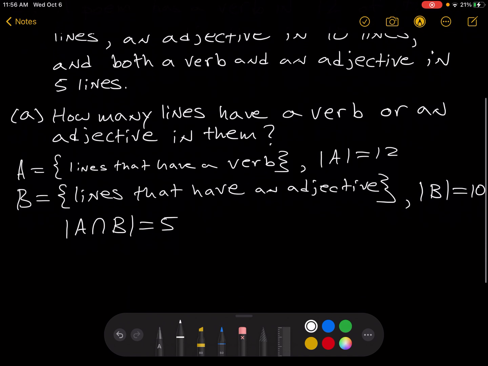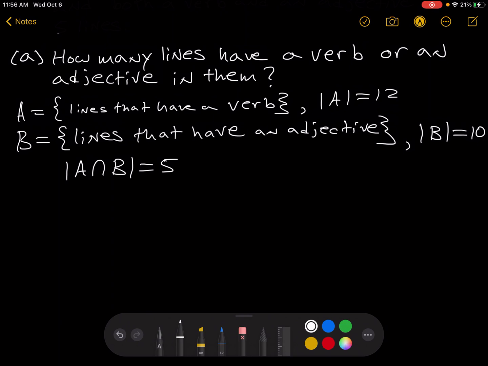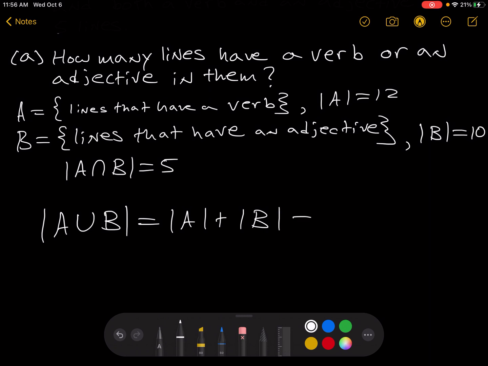Now, we want to know how many lines have a verb or an adjective in them. So what we want to know is the cardinality of A union B. Well, we have a formula for this. That's the inclusion-exclusion principle. So this is the cardinality of A plus the cardinality of B minus the cardinality of A intersect B.